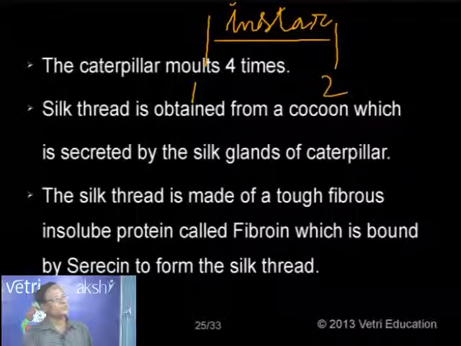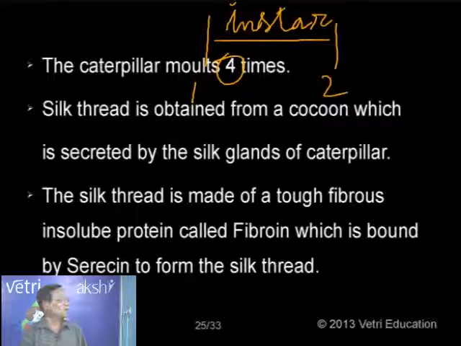Suppose you want to know how many instars you have. The number of instars is equal to the number of molts minus 1. There are 4 molts in this case, so we have only 3 instars. So, the number of instars is equal to the number of molts minus 1.